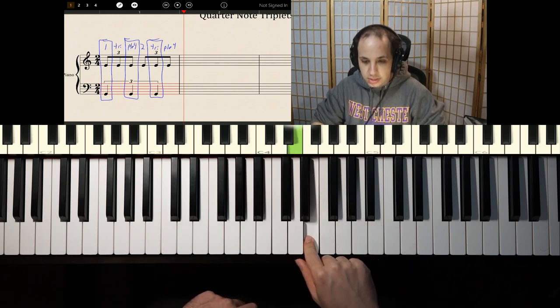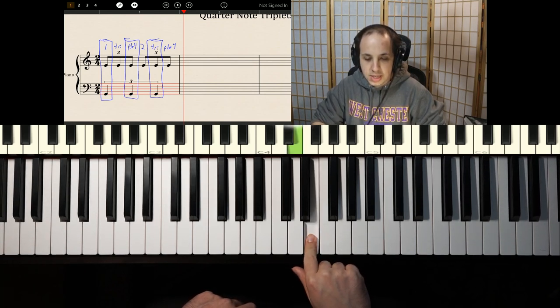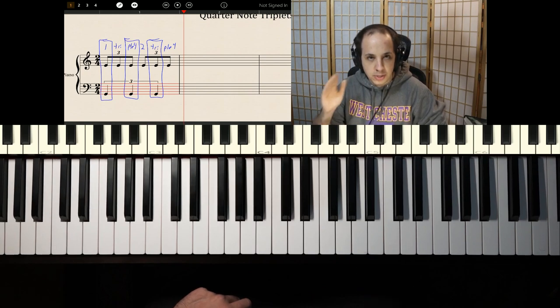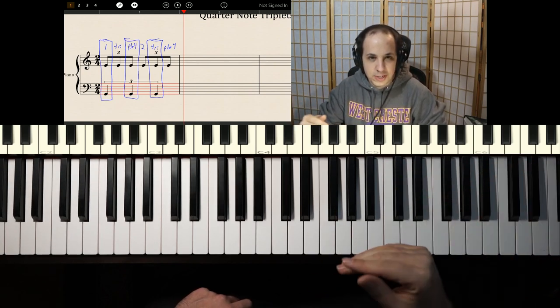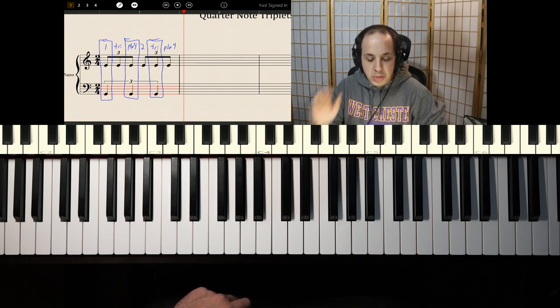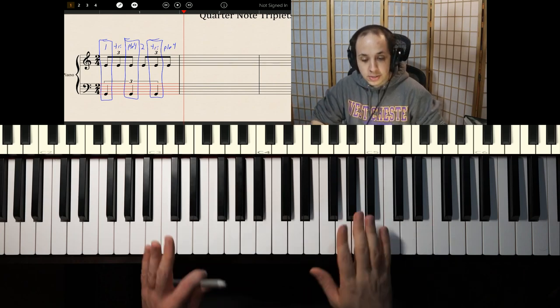You want to go 1 triplet, 2 triplet, and then just make sure that you're playing on the correct one. The one, the plet, and the tri, which is kind of a strange way to put it. And then practice that over and over again. So I'm going to do it like 5 times.